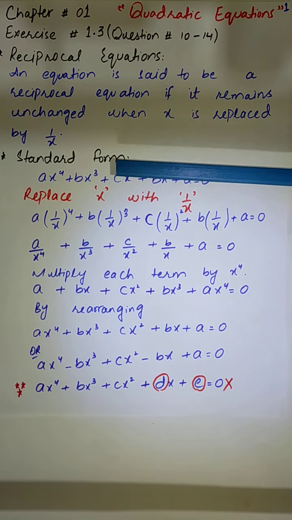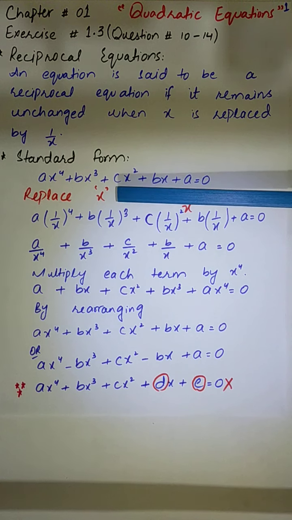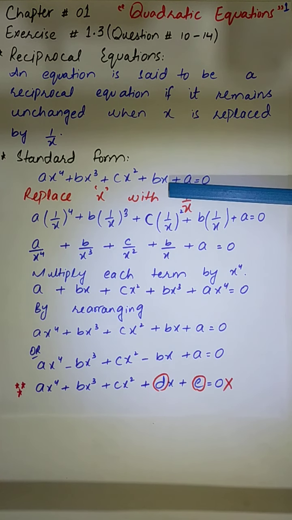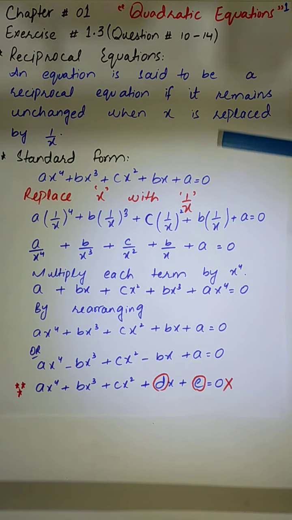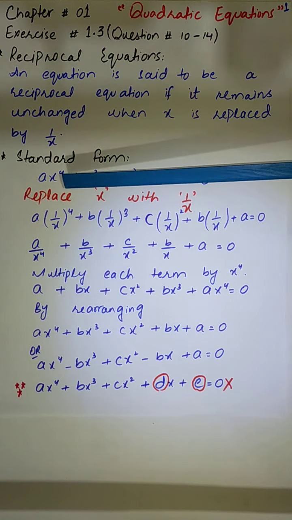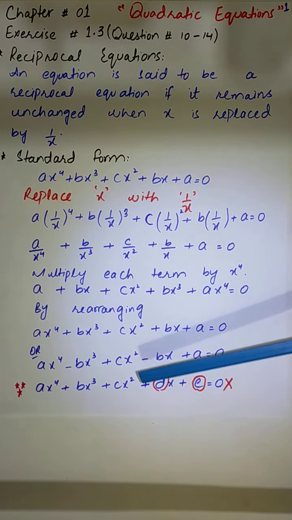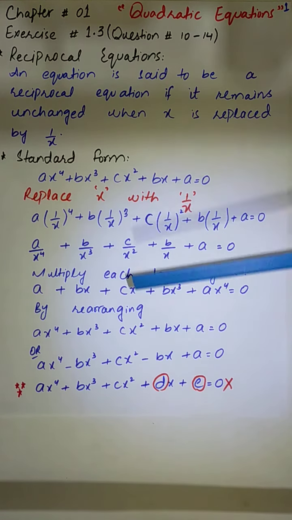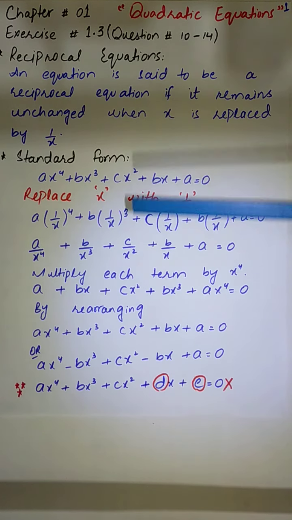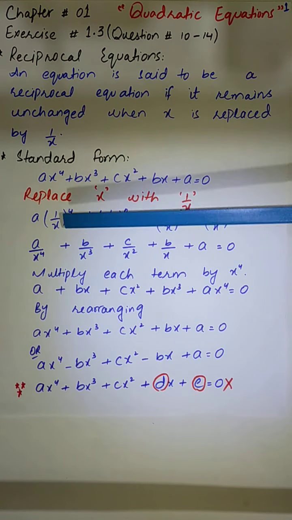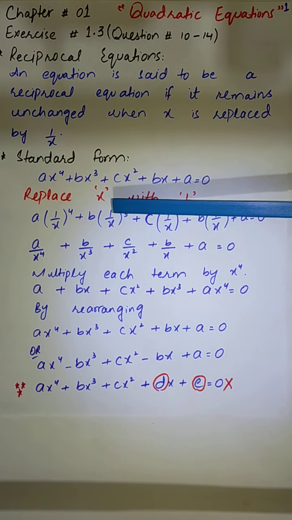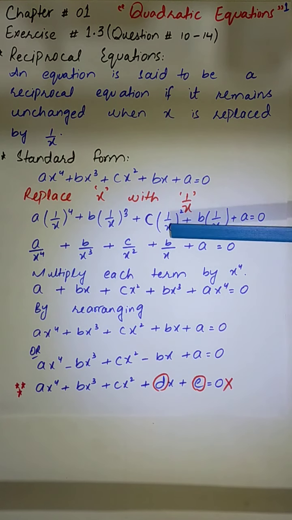Just like the equation ax^4 plus bx cube plus cx square plus bx plus a is equal to 0. When we replace x with 1 by x, this equation will remain unchanged. How? Let's see the next step. When we put x as 1 by x, x cube as 1 by x whole cube, x square as 1 by x whole square, x as 1 by x, plus a will remain the same.